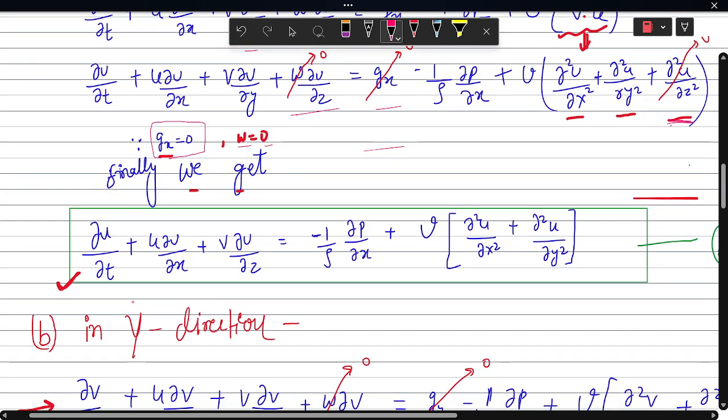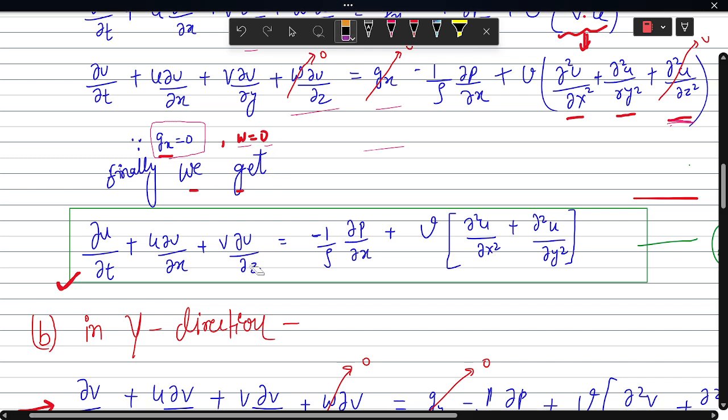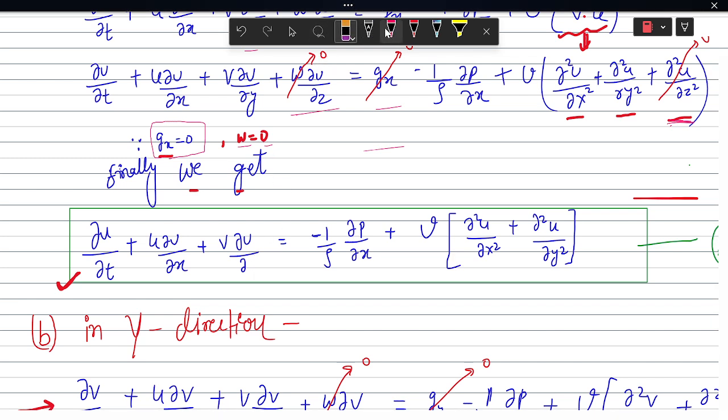u by del y. Oh, sorry, this is some error, so let me write it the right way. This is del u by del y. Sorry for this. Okay, del u by del y is equal to minus 1 by rho del p by del x plus mu del square u upon del x square plus del square u upon del y square. So this is equation number B.